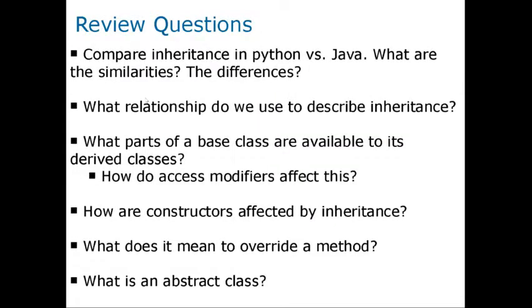So I know it was a while back, but let's think back a little bit and see, what was the difference between inheritance in Python versus inheritance in Java? Does anybody remember how inheritance in Python worked? How did we know we were using inheritance? What do we see in our code in Python that was telling us that we'd be using inheritance?